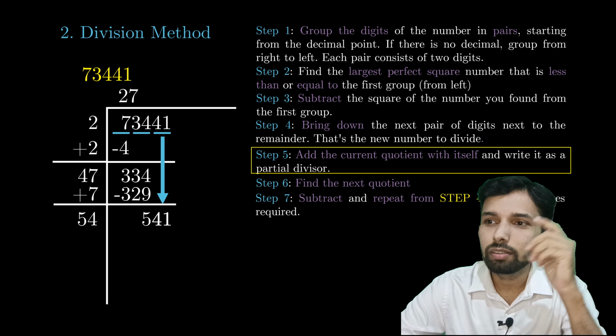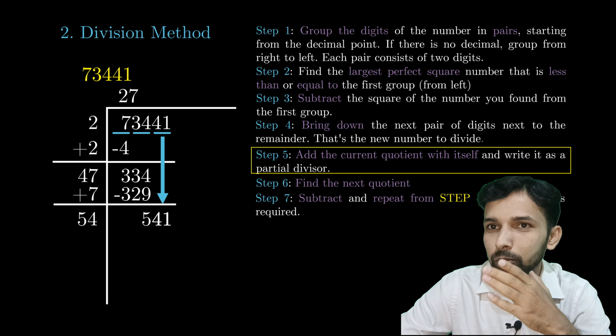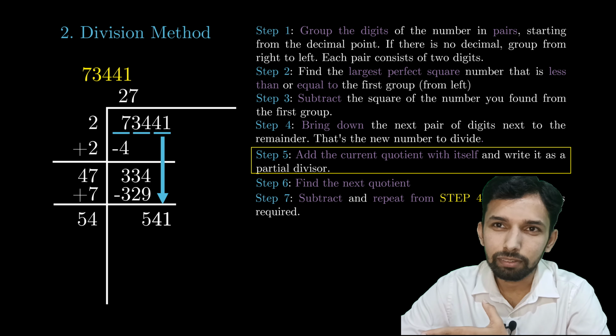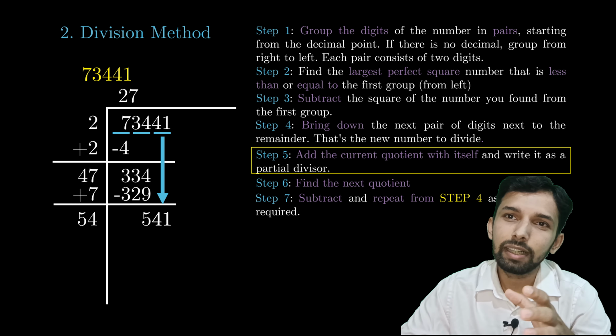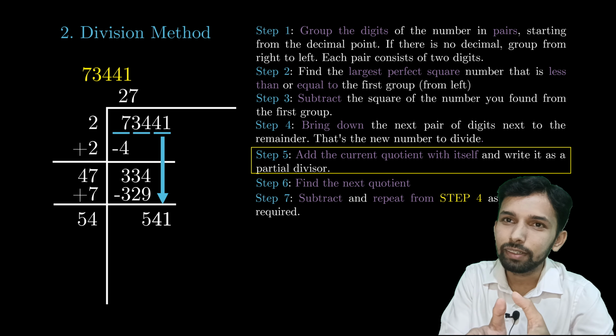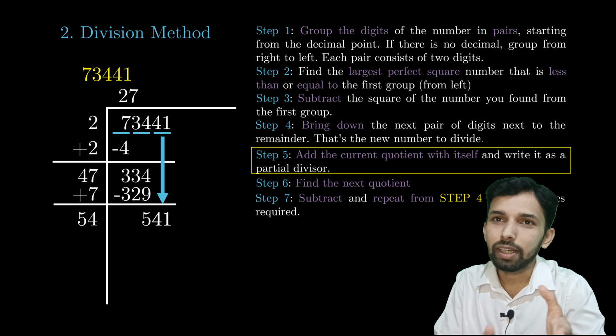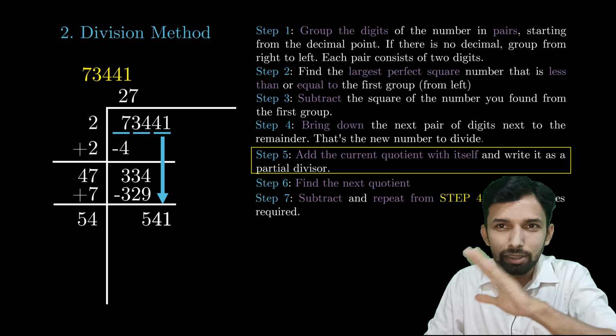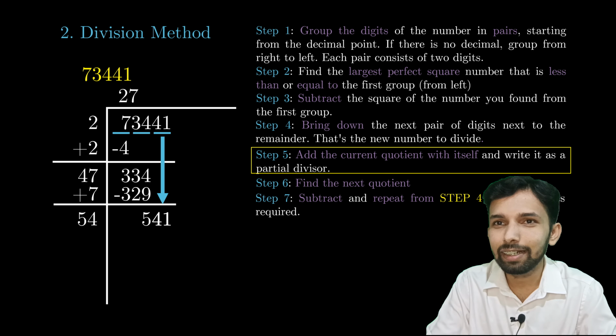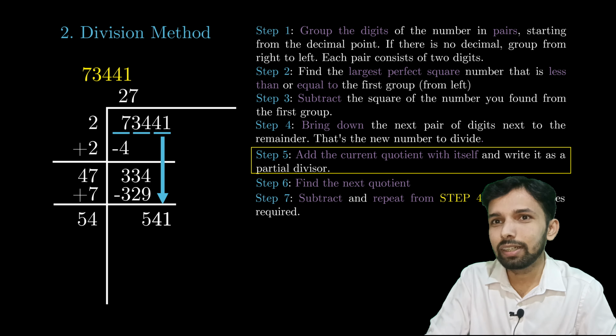Attention here, students. Make sure that you do not add 47 with 47. I have observed this many times where students generally tend to add whatever they are left with on the left side. But we don't do that. 47 plus 47 is not intended. 47 plus 7 is intended. That is why I have written add the current quotient, not the divisor.